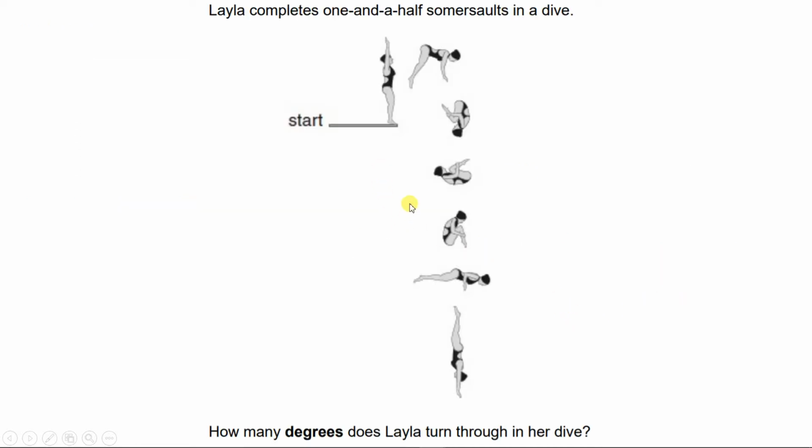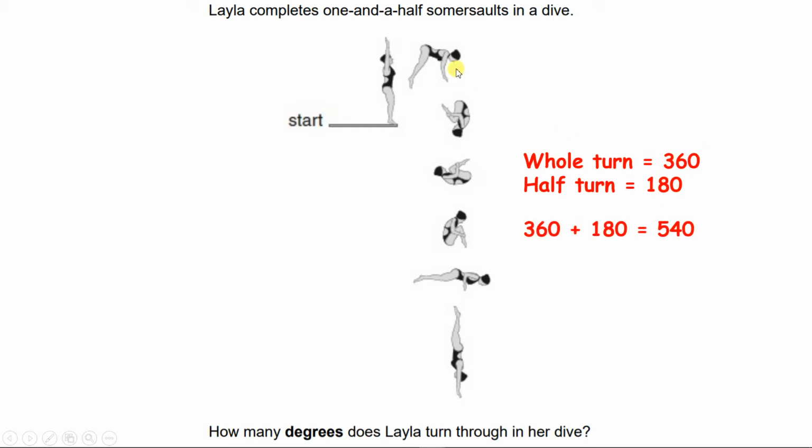Now here's a slightly different kind of question. Layla completes 1.5 somersaults in a dive. How many degrees does Layla turn through in her dive? So if we remember that a whole turn is 360, she's done 1.5 turns, so a half turn is half of 360, and because she's done a whole turn and then another half turn, we can add those together. So Layla has turned through 540 degrees in her dive.